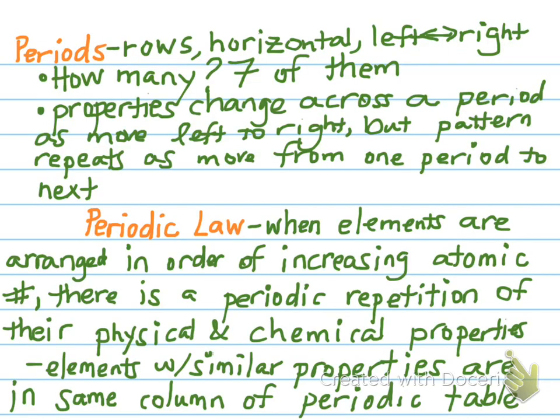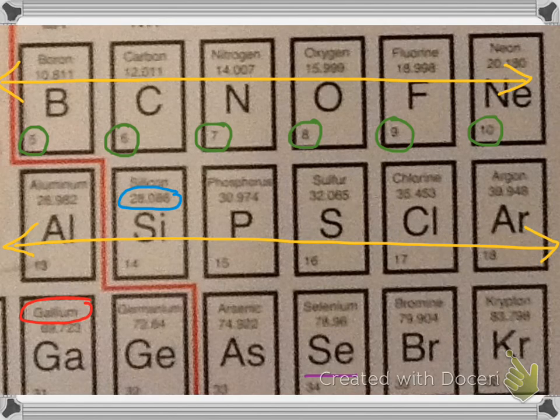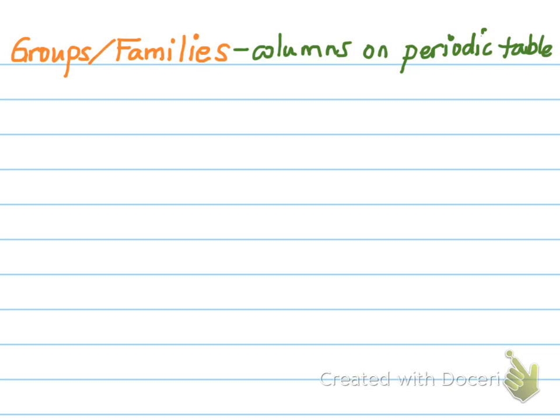Okay, so again, the groups or columns here, and this is part of one group or family. Here's another part of one group or family. Those are the columns that run up and down on the periodic table. So, same question. How many are there? That should be a little bit easier question to answer because typically they're numbered. There are 18.